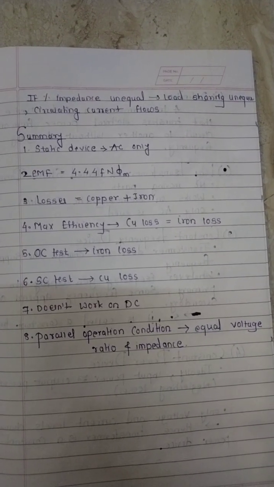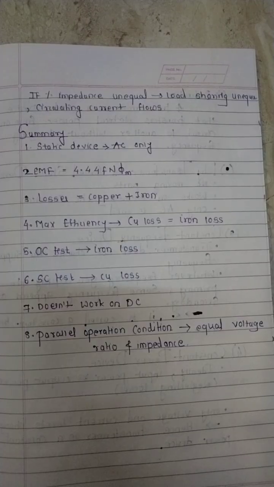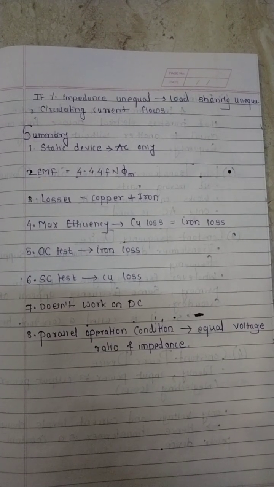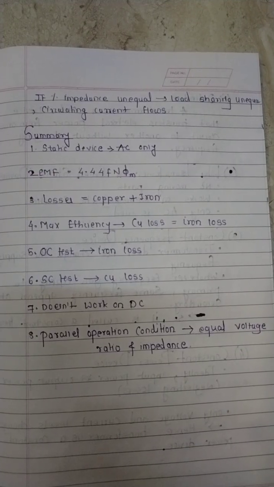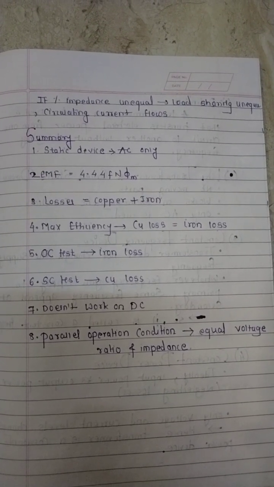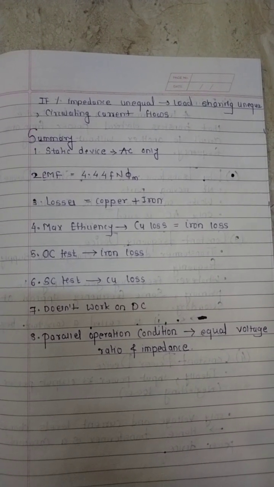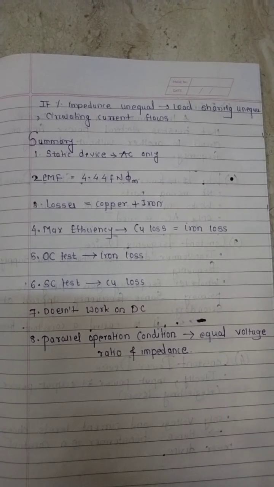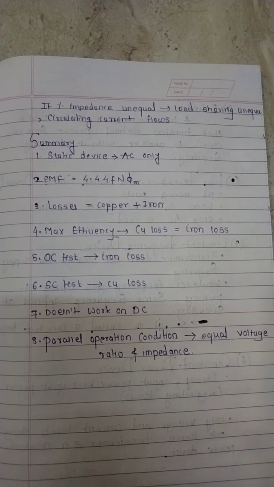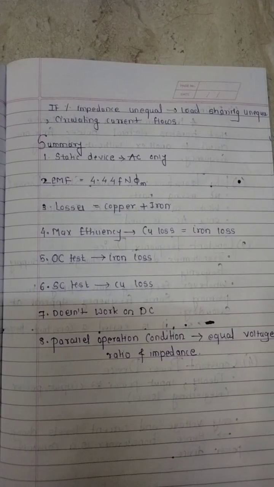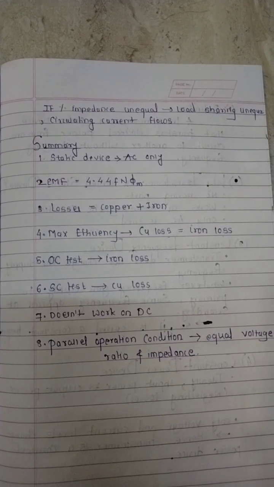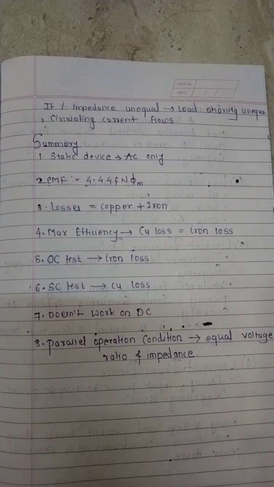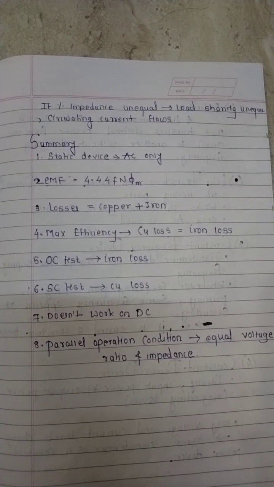So we'll see the summary. Transformer is a static device, and here only AC flows. It works only on AC. Okay, the EMF equation is 4.44 f N phi m. What are losses? Losses are iron loss plus copper loss. Here we have seen that copper loss is equal to I square R, and iron losses are of two types.